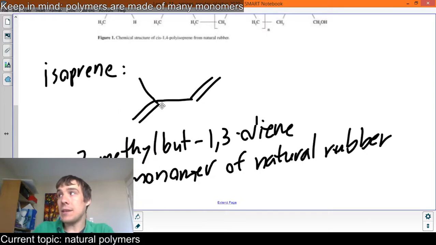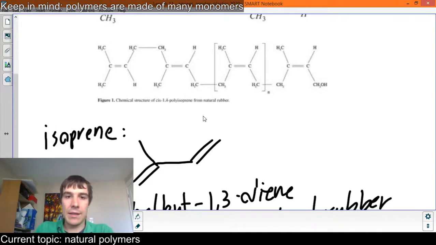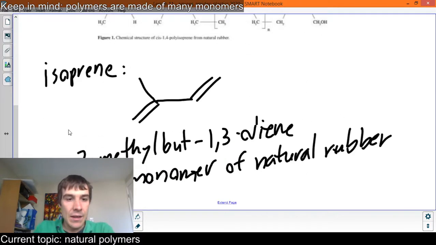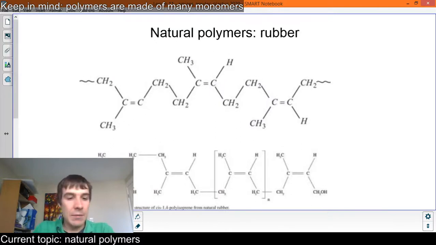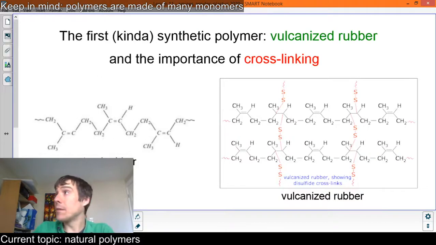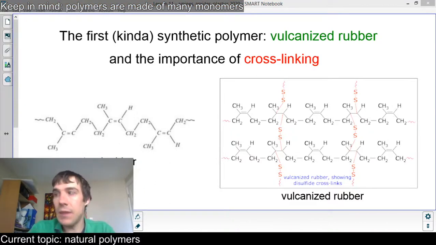The monomer is isoprene, or 2-methylbute-1,3-diene. And you can kind of tell that the double bond will break and make room for the next bond in the series. So that's rubber. It's also a natural polymer. Now we're getting into artificial polymers. So there's kind of a little bit of history here, but it's more about what the polymers look like.